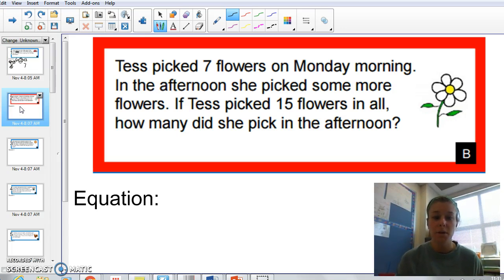It says, Tess picked 7 flowers on Monday morning. In the afternoon, she picked some more flowers. If Tess picked 15 flowers in all, how many did she pick in the afternoon? So again, you're going to write your equation, figure out what you're looking for, pick a strategy, and write your answer. So pause this video while you solve it. You can always rewind it to listen to the problem again.